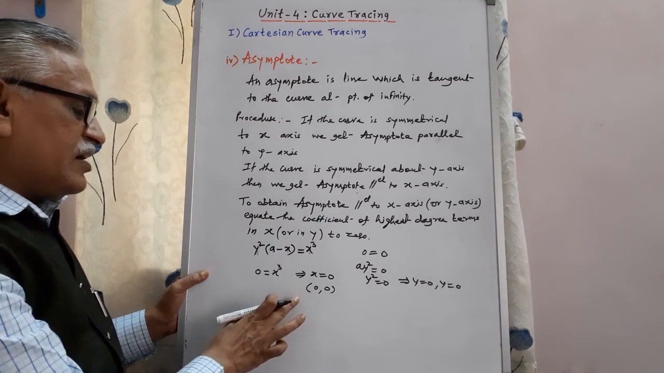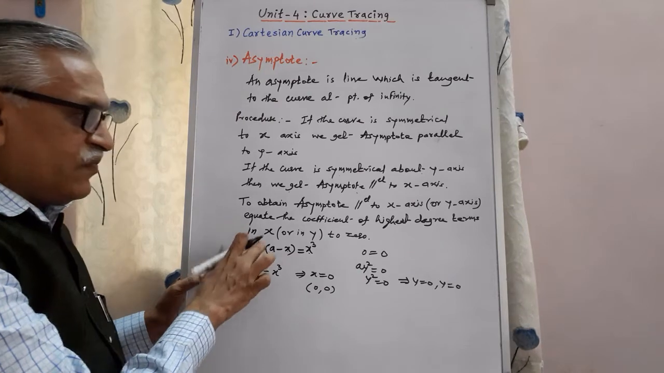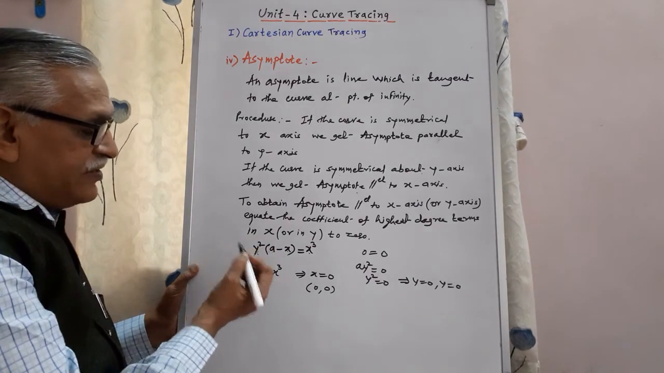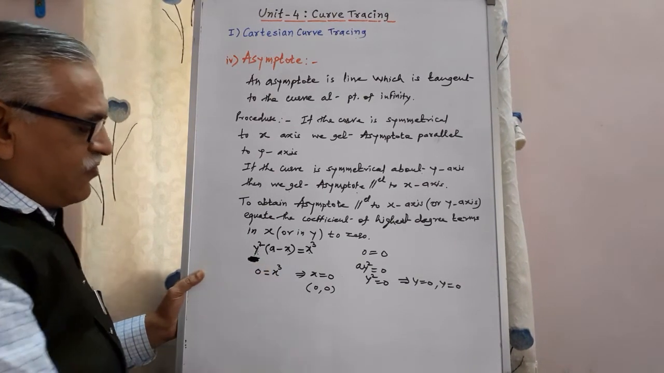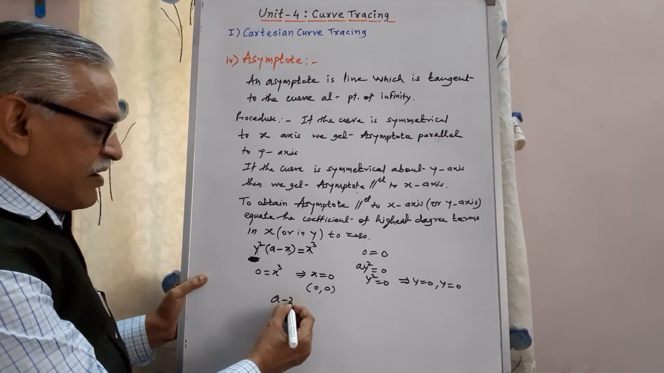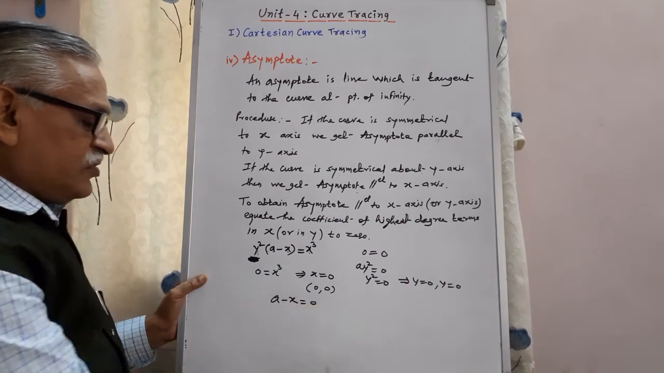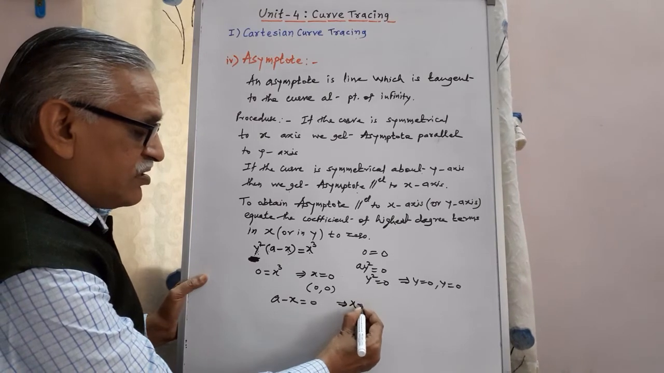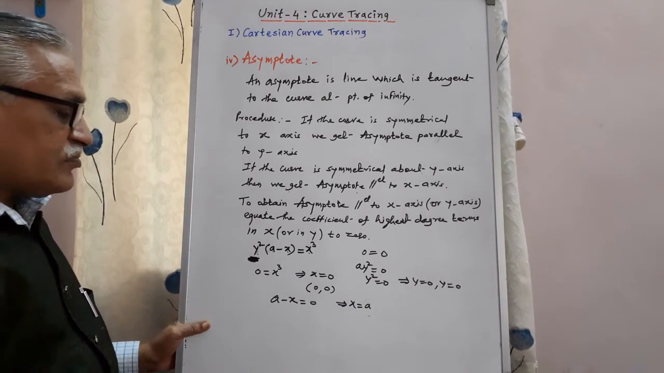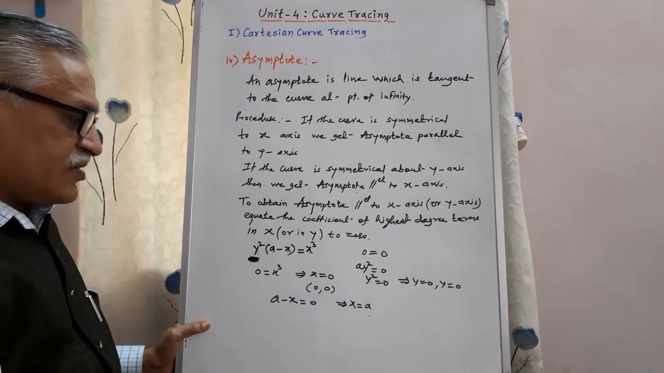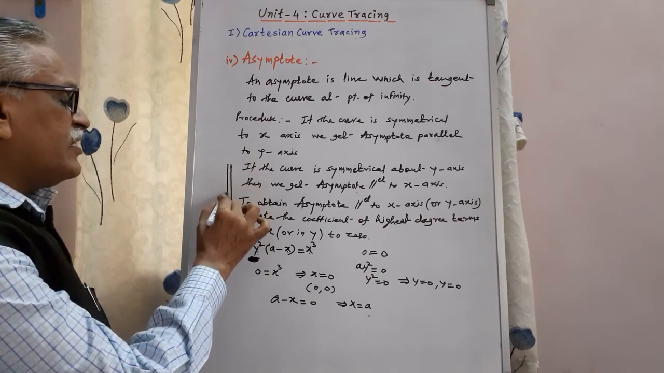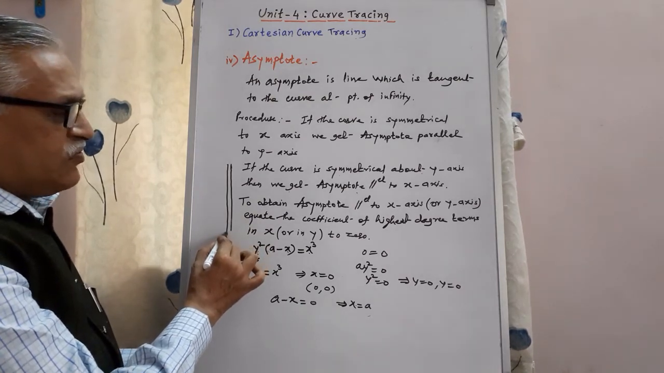Next point, asymptote. As the curve is symmetrical to x-axis, we get an asymptote parallel to y-axis. And to obtain the asymptote parallel to y-axis, find the highest degree term in y. Therefore, only one term of y, that is y square. Its coefficient is a minus x. Equate that coefficient to 0. This gives you x equals to a. Therefore, this line x equals to a is the asymptote parallel to y-axis. Therefore, this is the important procedure to find the asymptote, either parallel to x-axis or parallel to y-axis.